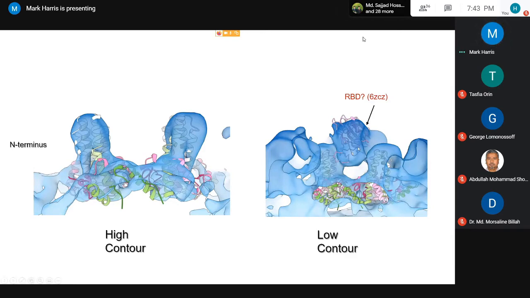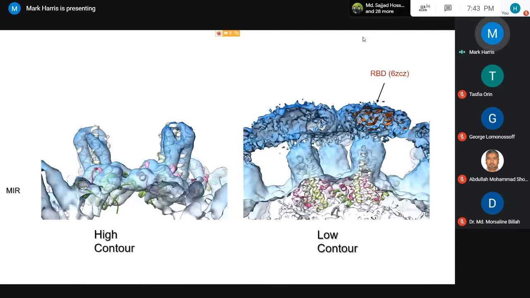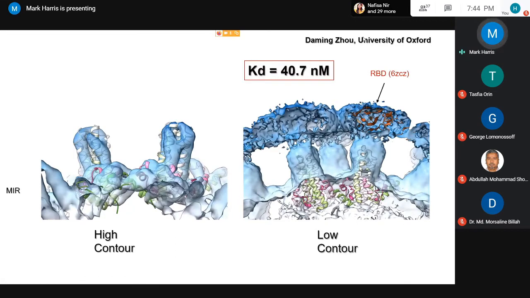at the N-terminus. The data for constructs where we're capturing the MIR is much better, but we have much more data thus far. So here we can be a little bit more confident that what we're seeing is density that corresponds to the RBD. And we've got some very initial binding data, which has been done by, again, colleagues at Oxford, to say that our scaffolds are capturing the RBD, and the affinity is around about 40 nanomolar, which is nice.